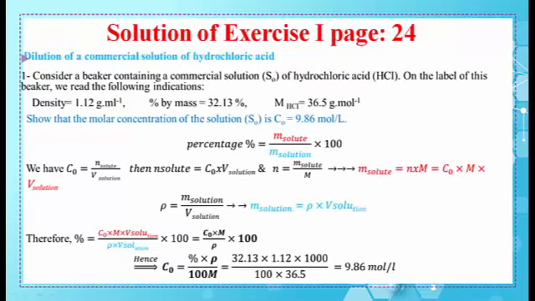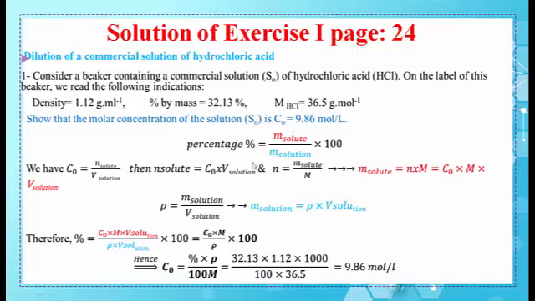Now we'll solve exercise 1, page 24, dilution of a commercial solution of hydrochloric acid. Consider a beaker containing a commercial solution S0 of hydrochloric acid, HCl. On the label of this beaker, we read the following indications. Density is equal to 1.12 gram per milliliter, percentage by mass equal 32.13%, and molar mass of HCl is equal to 36.5 gram per mole. Show that the molar concentration of the solution S0 is C0 equal 9.86 mole per liter.